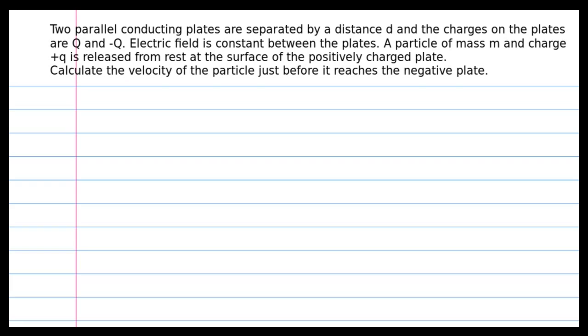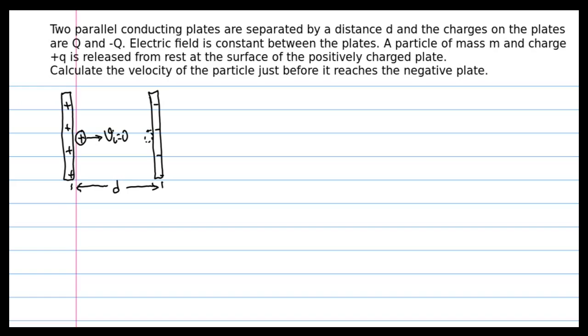Let's draw a diagram first. Positive plate and negative plate. And they are separated by a distance d. A particle of mass m and charge q is released from rest. V initial is 0. Now calculate the velocity of the particle just before it reaches the negative plate.